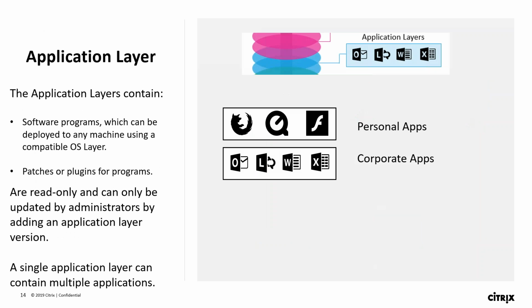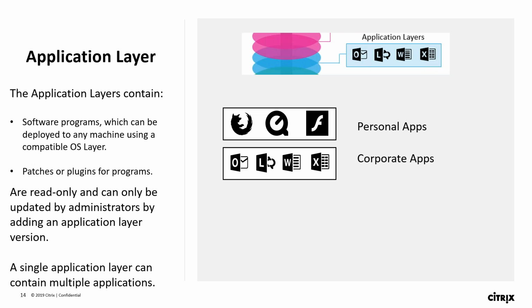Next is the application layer. The application layer, as the screen says, contains applications, obviously. It contains software programs which can be deployed to any machine using a compatible operating system layer. It allows me to patch or add plugins for just those applications. So if I do not have that application in my mix, then I don't get those plugins. I don't get the additional software. I don't get the additional overhead.